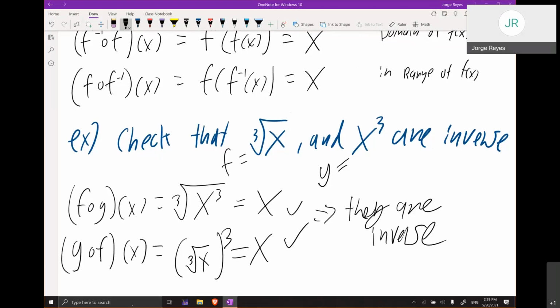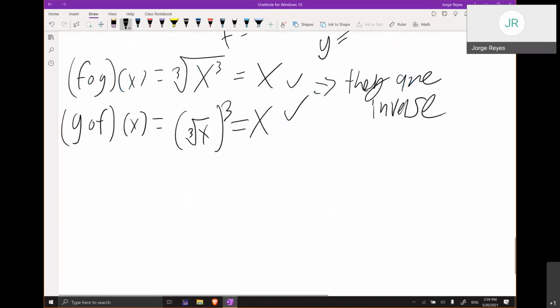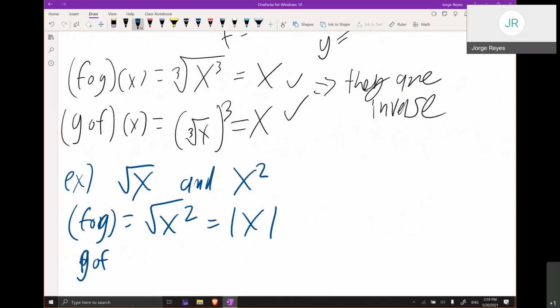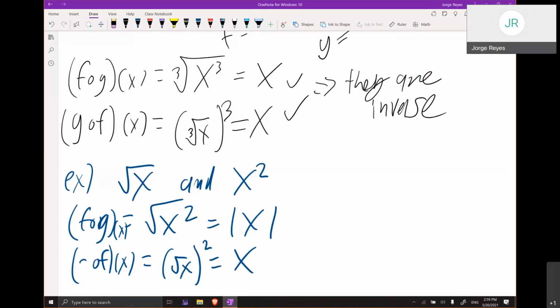Okay, and then here's the famous example of the trick question I showed you guys last time. Square root of x and x squared, right? These are not really inverses of each other. Okay, because when you do this, this is absolute value x. And when you do it the other way around, square root of x squared, this is x. So as we can see, they both don't cancel to x. It almost works. This is almost an inverse, but not really.